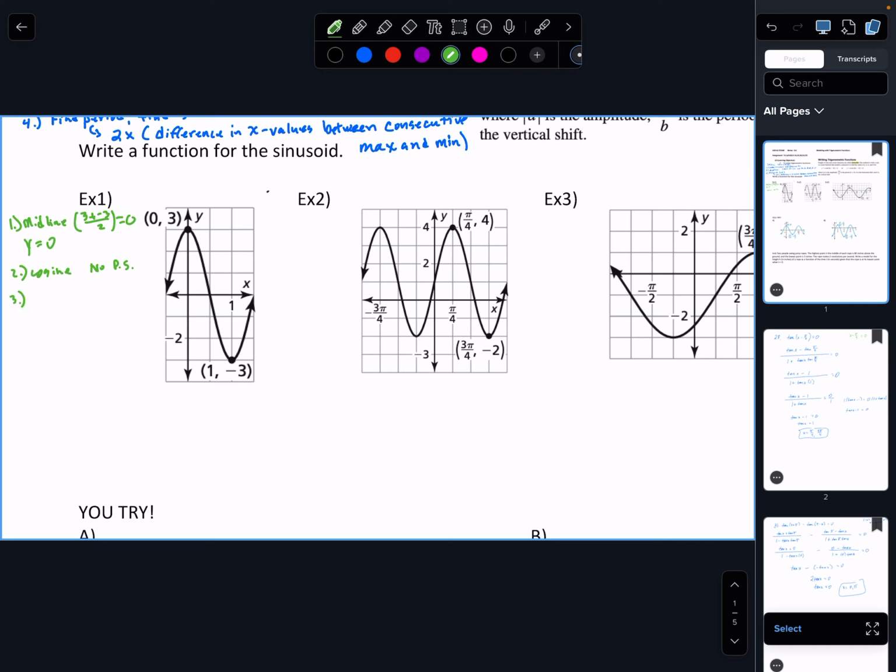Third, you're going to find the amplitude by taking max minus the min and dividing by 2, which it happens to be 3. And because it's starting on the y-axis at the maximum and then starts to go down, that's your normal cosine where A is positive. So A is positive, therefore A is 3.